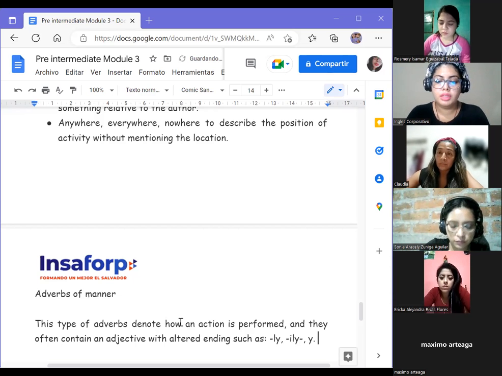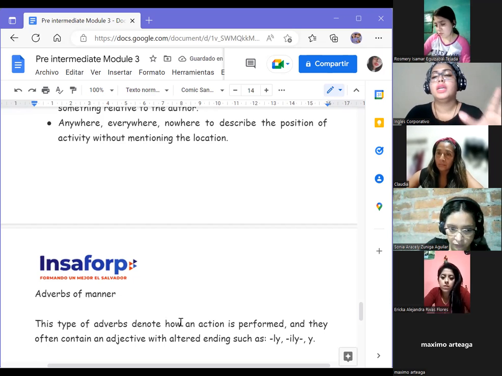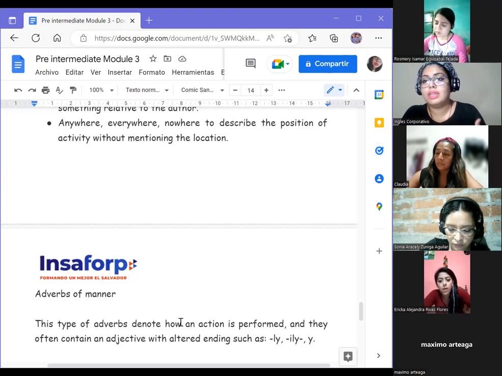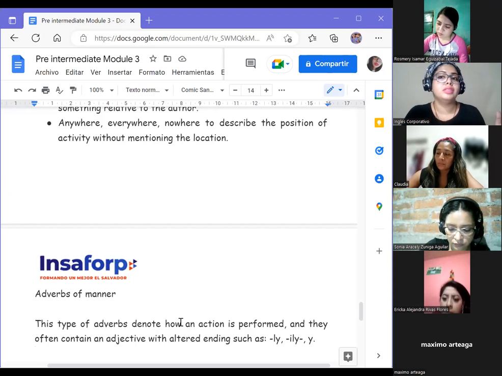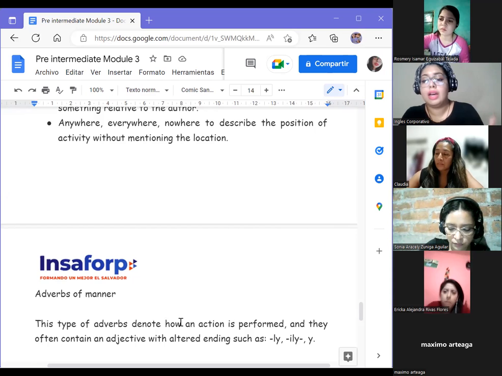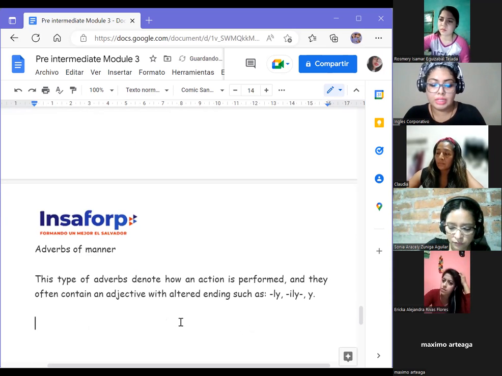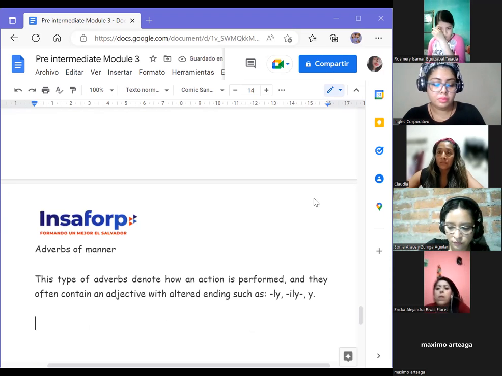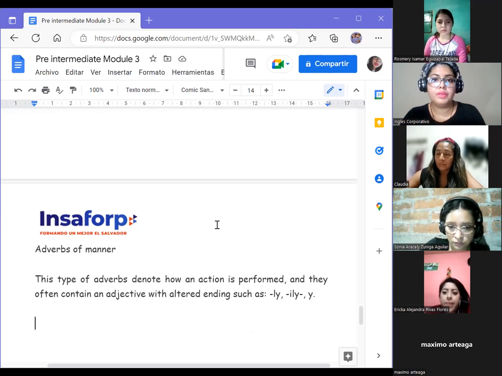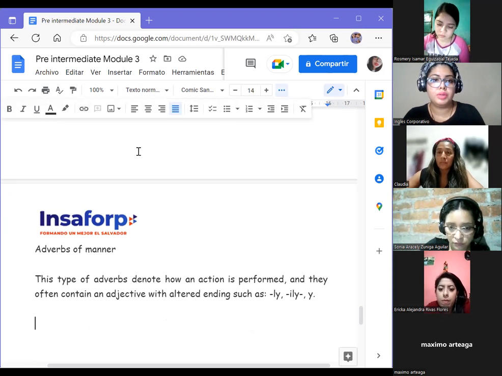In this case, we are going to use the endings of the adjectives, and we were learning that when we change the ending on the word, in that case, it is not an adjective. In this case, it's an adverb, when we change the ending of the word. And we have here some specifications that we need to know about this kind of adjective that we are going to use with the ending.